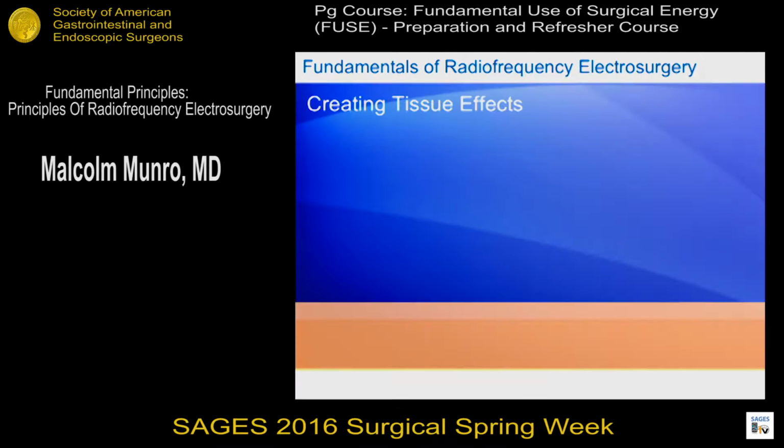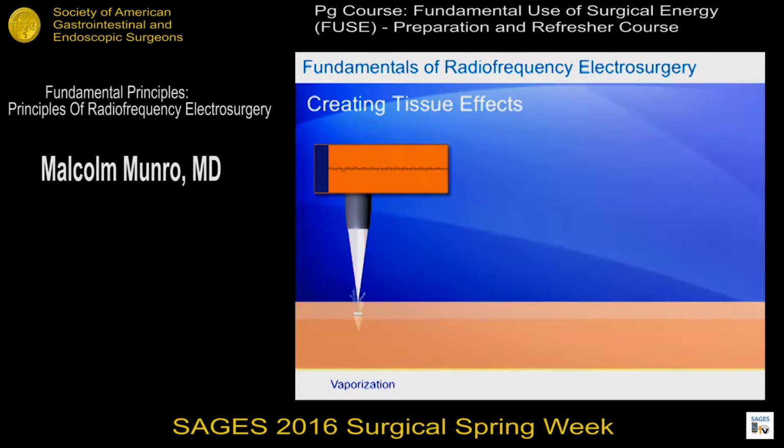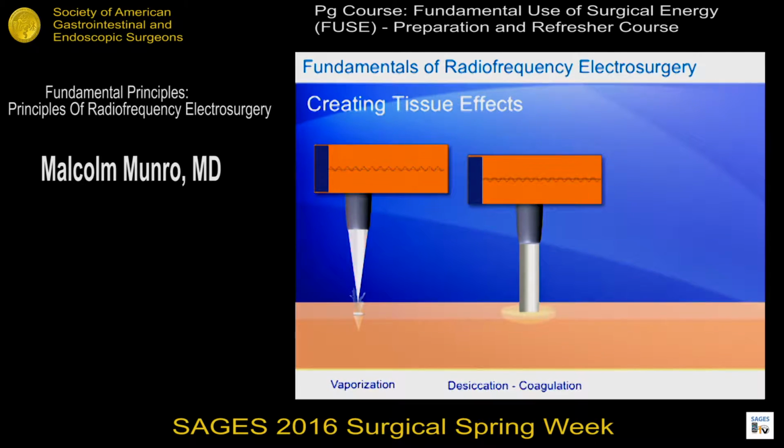We don't change what's coming out of the machine. We don't change the button. We change how we focus the energy. So if we are going to cut, we can start by vaporizing tissue. If we want to desiccate, we take the same output and use a greater area in contact with our tissue. That's the difference. It's not the output.